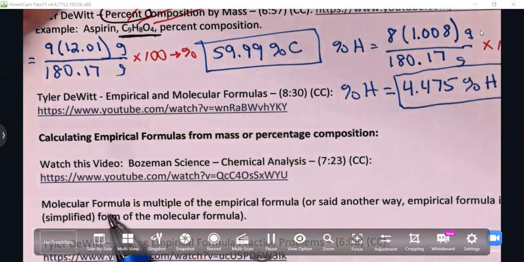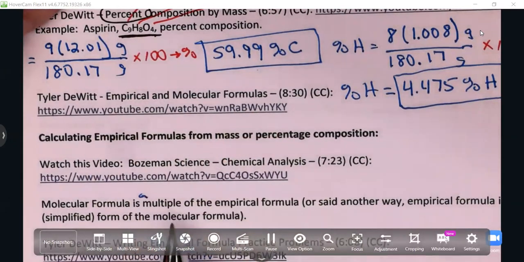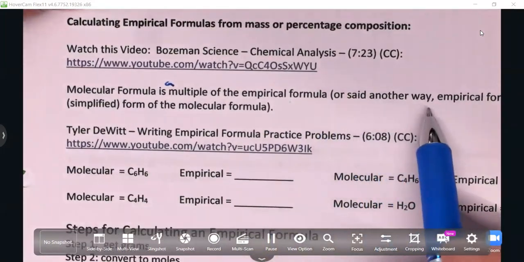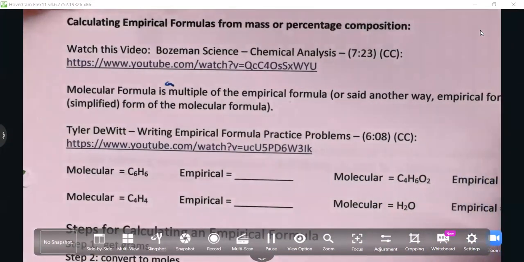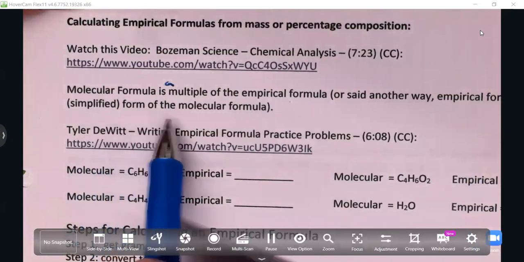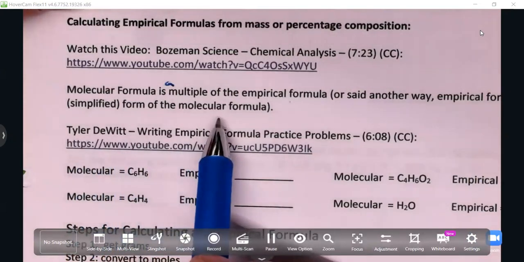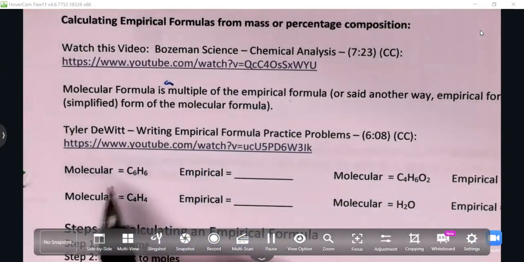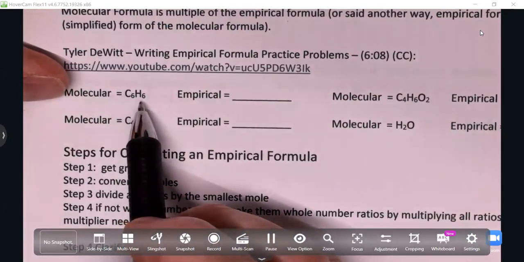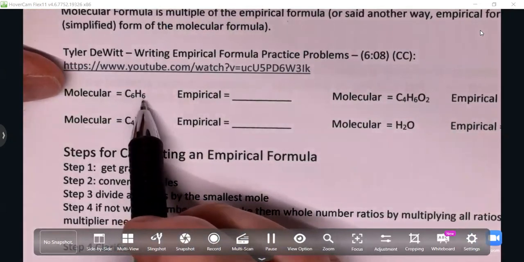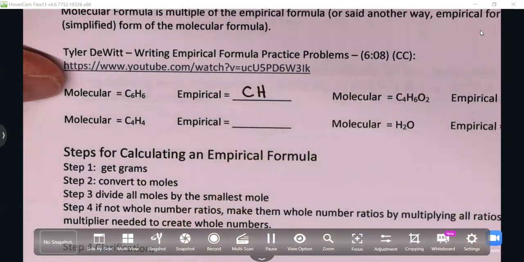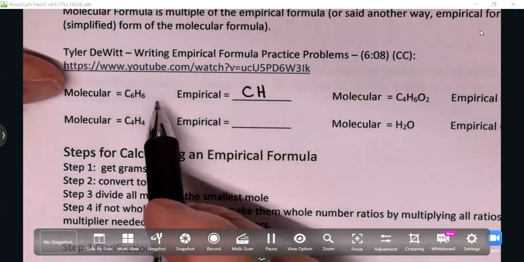So a molecular formula is a multiple of the empirical formula. Or said another way, the empirical formula is the reduced, simplified form of the molecular formula. It is no different than reducing fractions. If we have a molecular formula of C6H6, the reduced form of that is simply CH, right? We could divide it by 6.